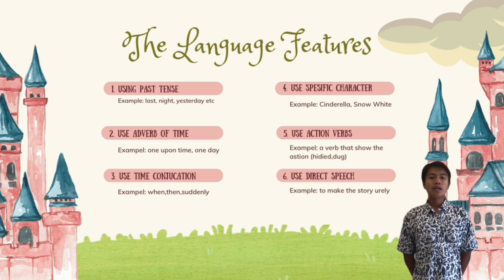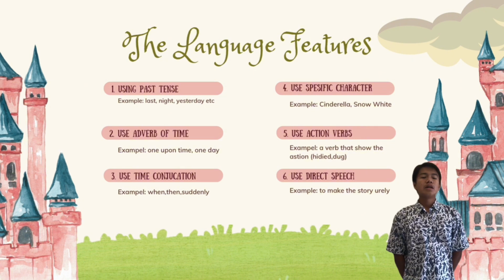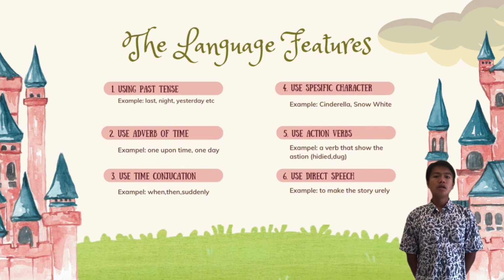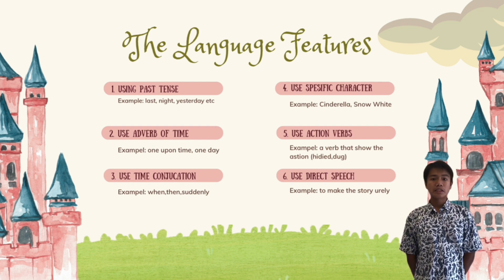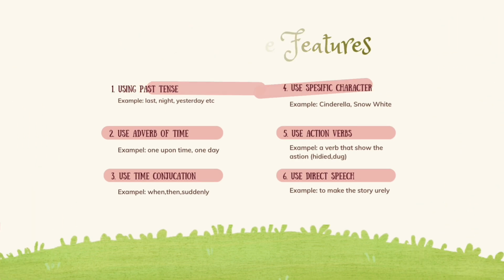Number 4 is use specific character. Example: Cinderella and Snow White. Number 5 is use action verbs. Example: afraid, saw, the action. Number 6 and the last one is use direct speech. Example: to make the story more lively.